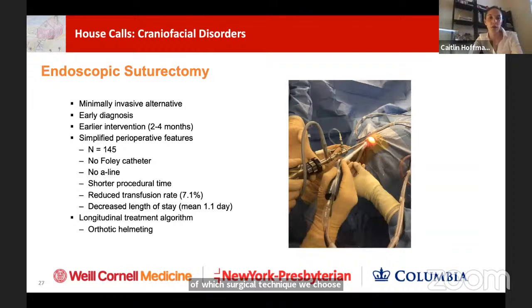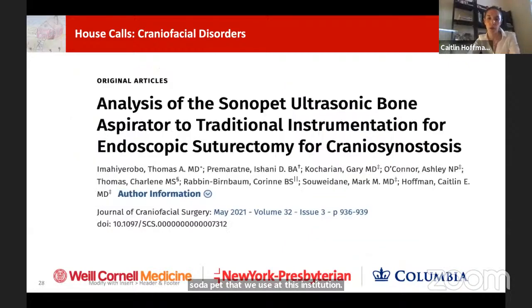Taking that into consideration, let's look at what endoscopic suturectomy looks like. It is a minimally invasive alternative that requires early diagnosis. As we discussed, it allows for early intervention. We don't have to use a Foley catheter. We don't have to use an A-line. Our procedure time, as I mentioned, is about an hour and a half. Our transfusion rate was 7% at the time of this presentation, but we now have it down much below that, at about 5% or less, and patients stay one night. There's a small access point through which we utilize the endoscope and sometimes our bone removal instruments. This is the Sonopet that we use at this institution. And then it is followed with orthotic helmeting.